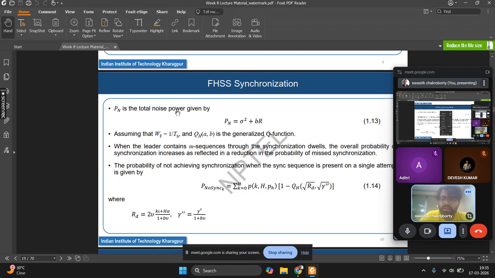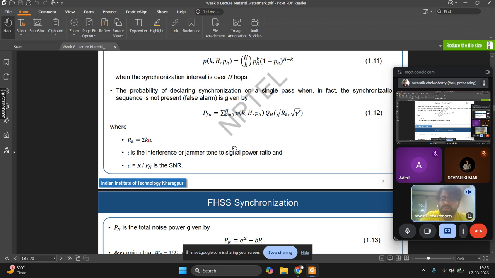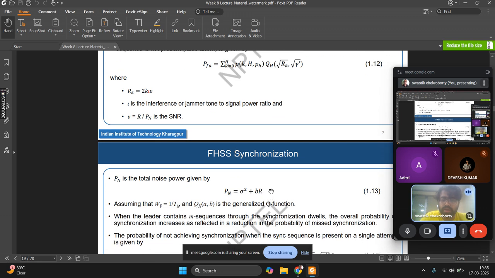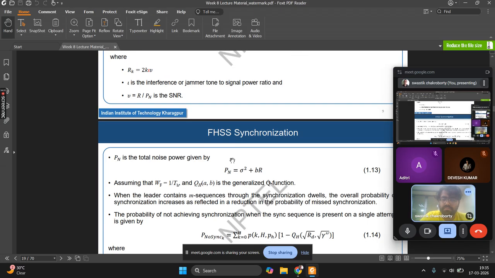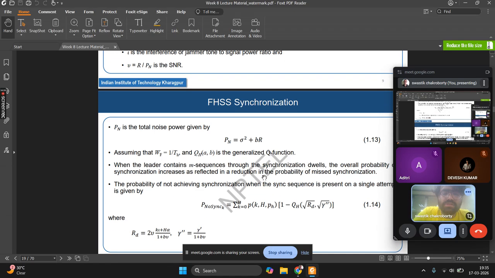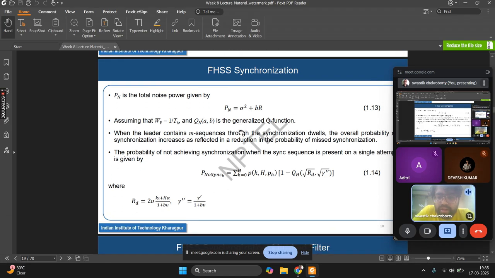Okay. Now Pn is the total noise power. So the total noise power is given by sigma square, which is the AWGN, and another term, Br. Why does this Br come now? Because of interference. So it is basically not SNR but actually SINR.